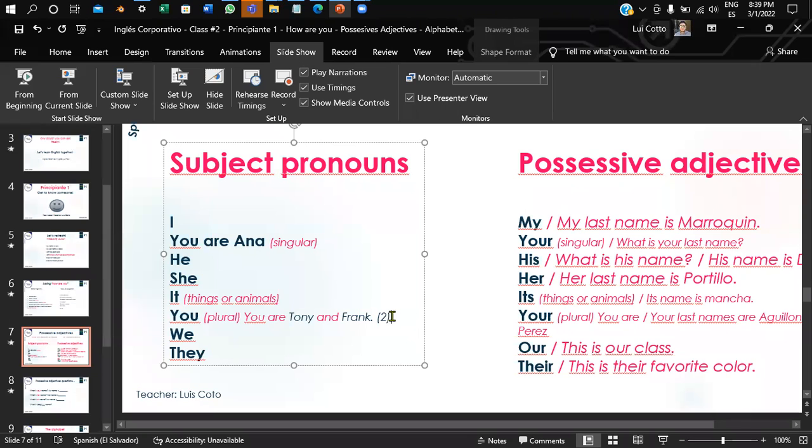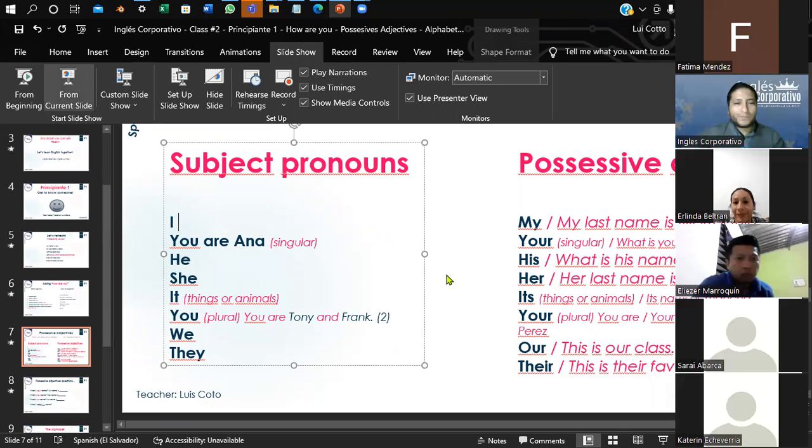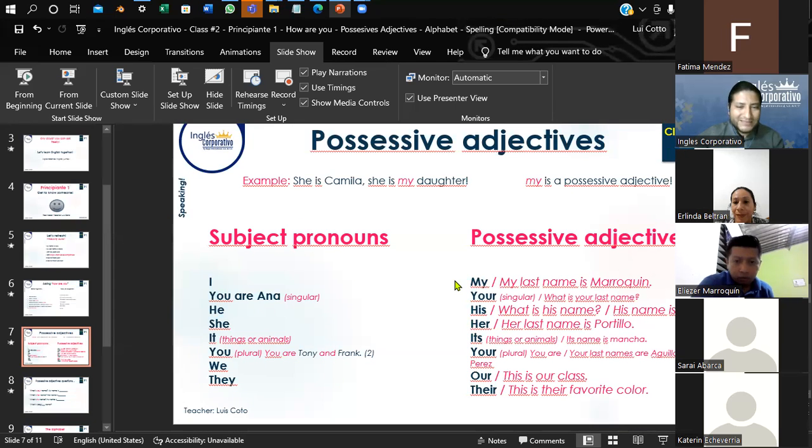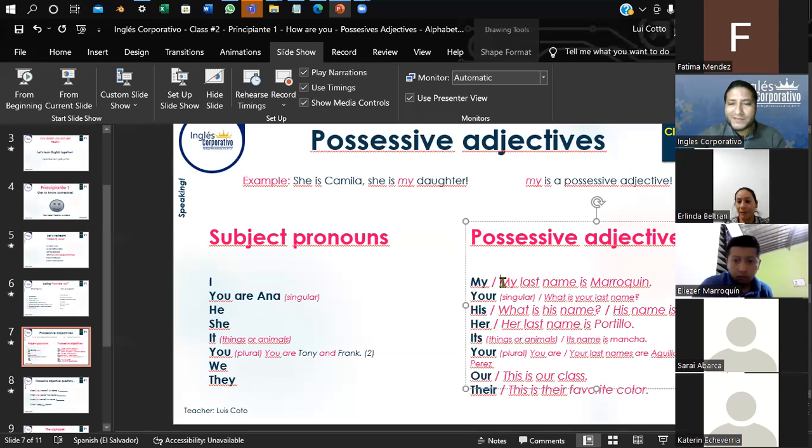And teacher, ¿y cómo lo podemos saber más rápido? Okay, let's repeat. I am, pero that is verb to be. That is for another class. Vamos a ver más detenidamente in the next class. Okay? The next classes, but for this one, the possessive adjectives are the ones that we are studying. Estamos estudiando el possessive.